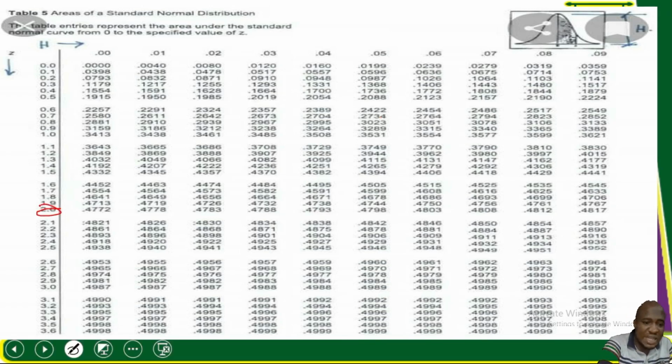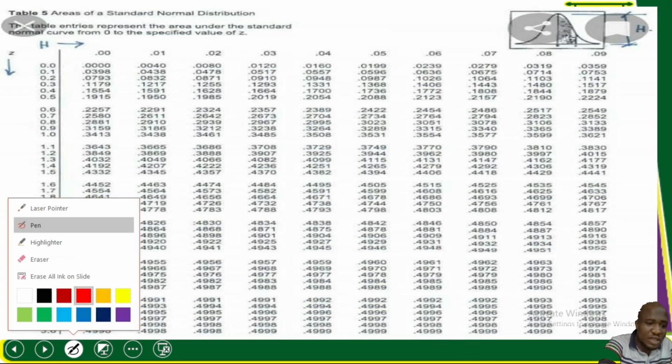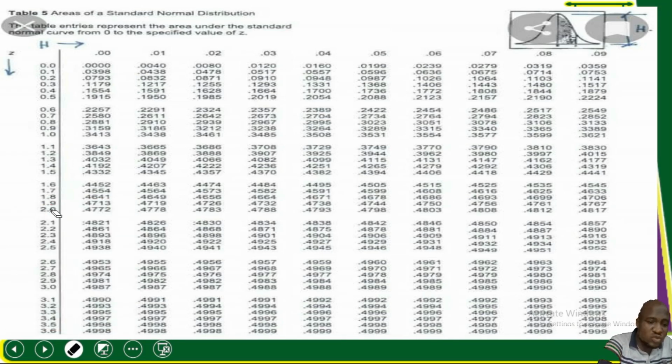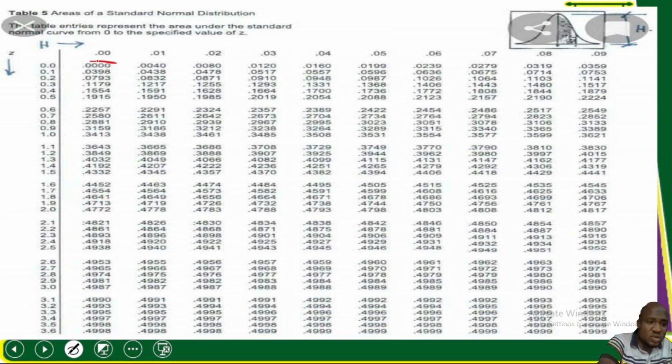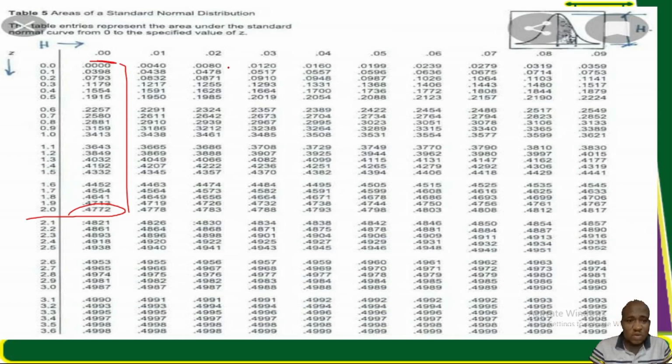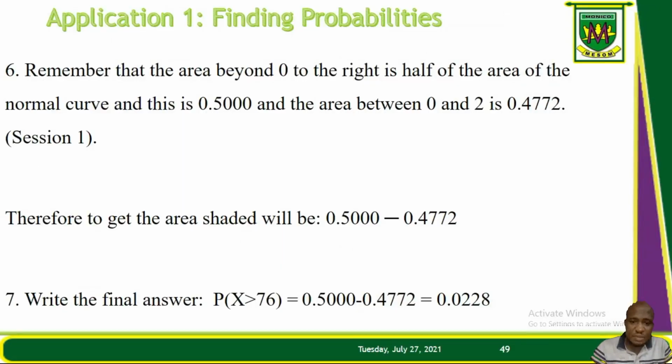And remember I said anytime you are searching for a value which is in 2 decimal places or 1 decimal place, for the 1 decimal place, you can get your score immediately under the title 0.00. So for 2, you can trace 2 here to get 0.4772. That is the one which corresponds to the 2. So you pick that value and now deduct that value from back.